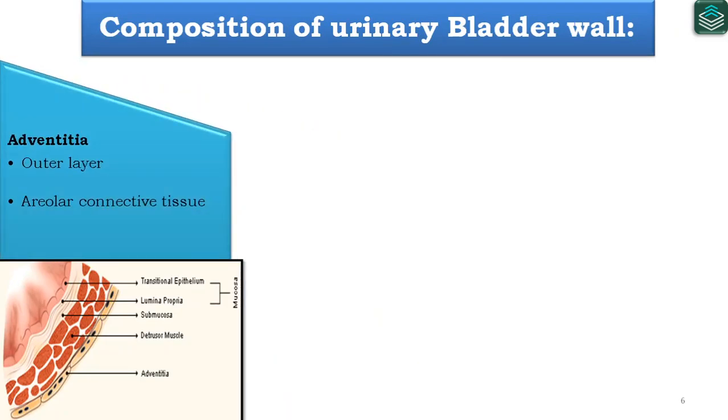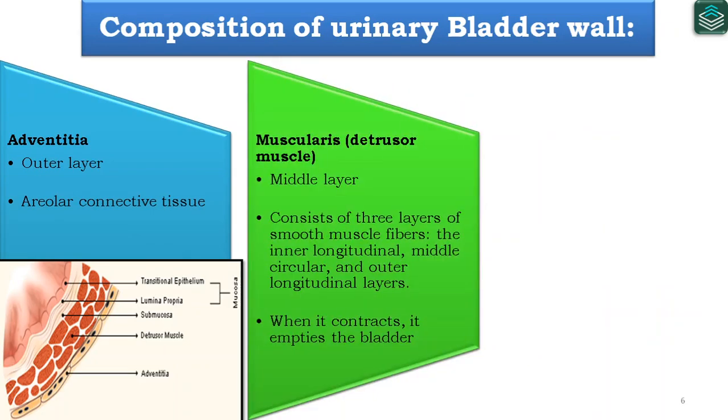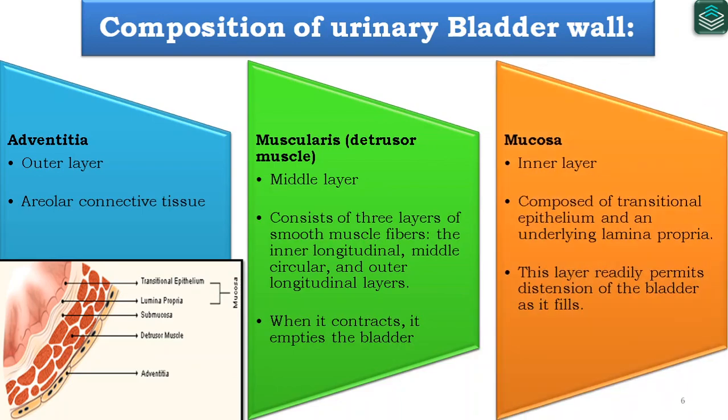Outermost is adventitia, the outer layer made up of areolar connective tissue. Middle layer is called muscularis. Here it is also called the detrusor muscle, and consists of 3 layers of smooth muscle fibers: the inner longitudinal, middle circular and outer longitudinal layers. When it contracts, it empties the bladder. Innermost layer is mucosa, composed of transitional epithelium and an underlying lamina propria. This layer readily permits distension of the bladder as it fills.